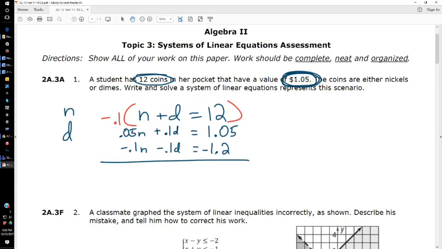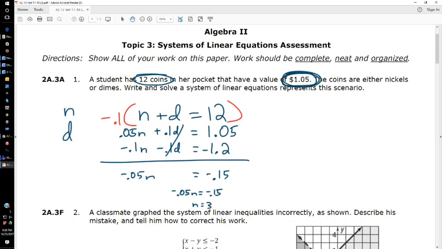Let's add them up. 0.05 minus 0.1 is negative 0.05 n. Those d terms go away, and it equals $1.05 minus 1.2, which should be negative 0.15. So I've got that equation. I'll just clean it up real quick: negative 0.05 n equals negative 0.15. Then divide them both out. N equals 3.